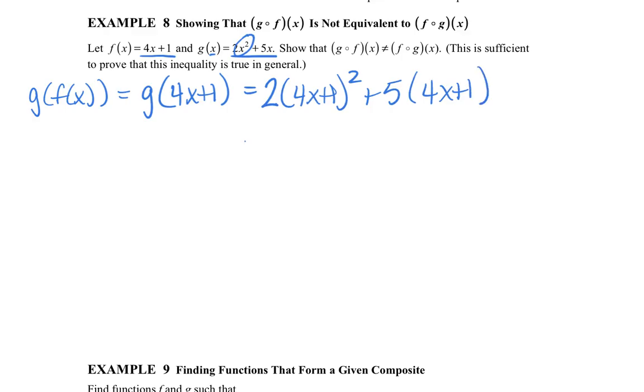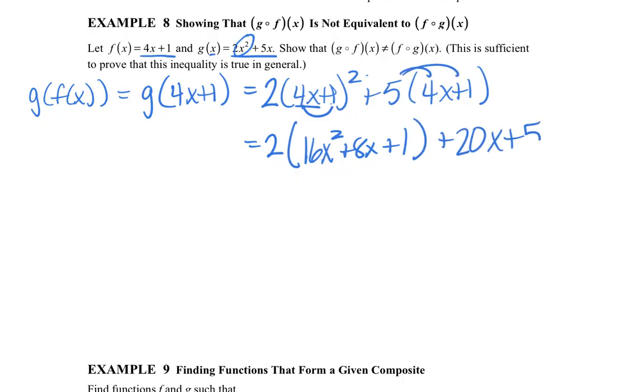All right, so now remember the 4x plus 1 squared follows that a plus b squared pattern. So this is 2 times 4x squared, which is 16x squared. 1 squared is 1. 4x times 1 is 4x, times 2 is 8x. And then distribute the 2 across. And then go ahead and bring down your 20x plus 5.